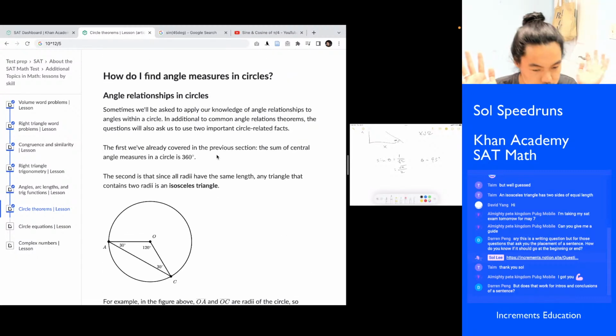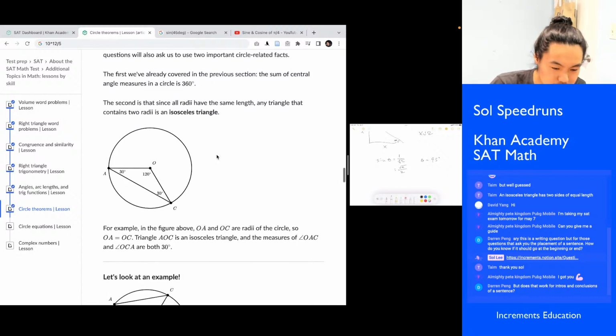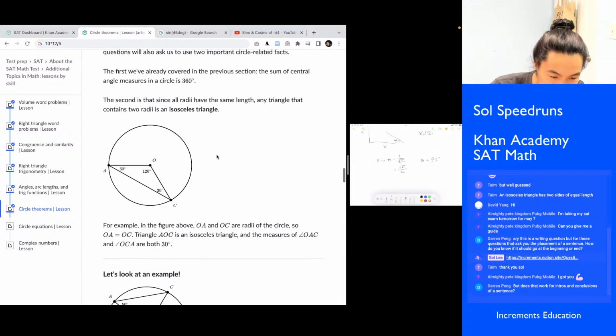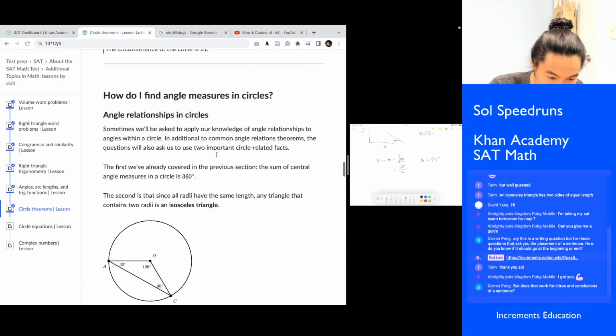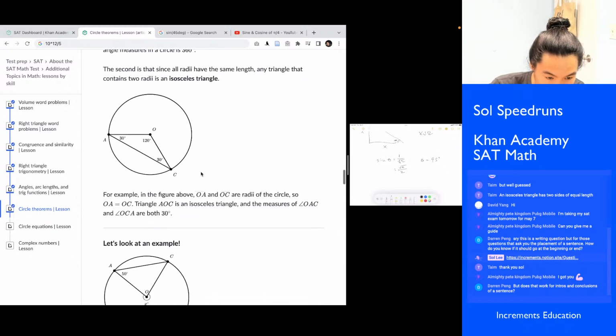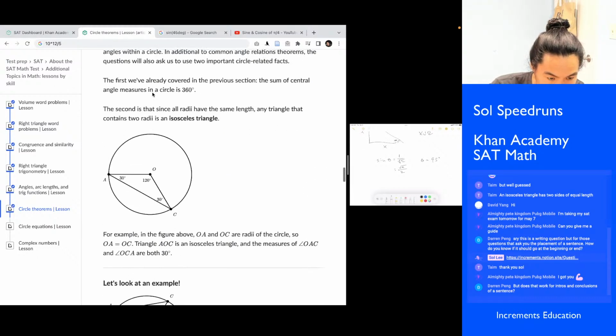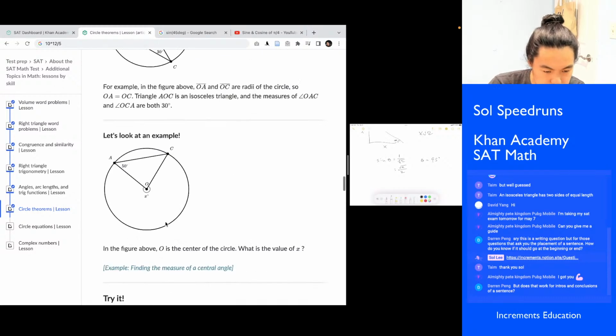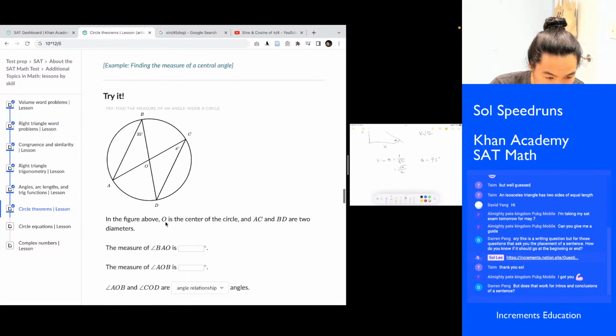Arc is a word I need to learn too. Man, there's so much vocabulary that I forgot all the vocabulary. I know how everything works, but I forget what the words mean. Isosceles triangle, sure. Angle relationships, sure. Wait, what? Right. If there's ever a point, then it's always isosceles, which makes sense to me.